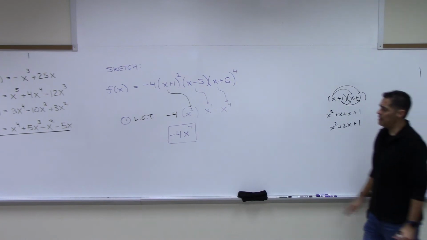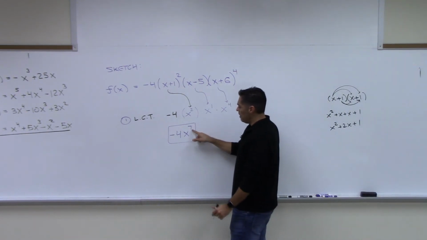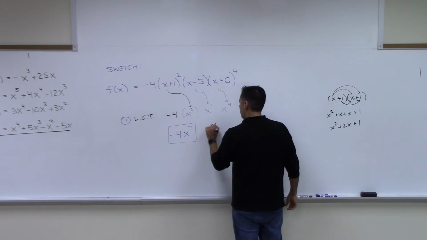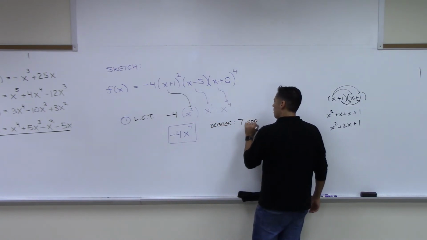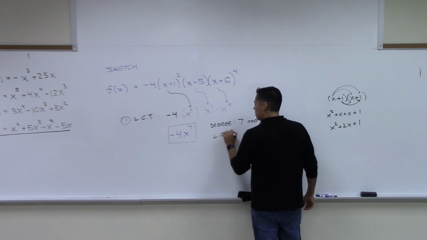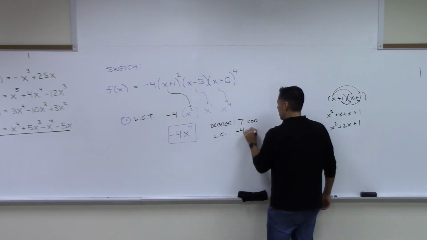So this is going to be the highest power, right? So we have a degree here of 7, which is odd. And we have a leading coefficient of -4, which is negative.